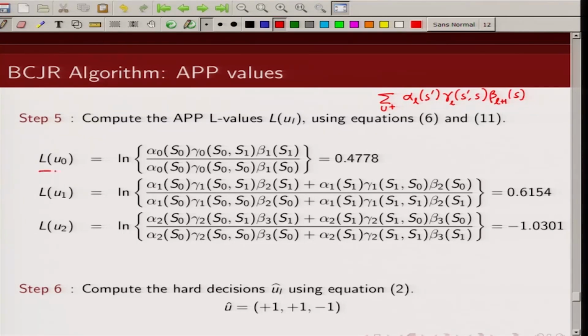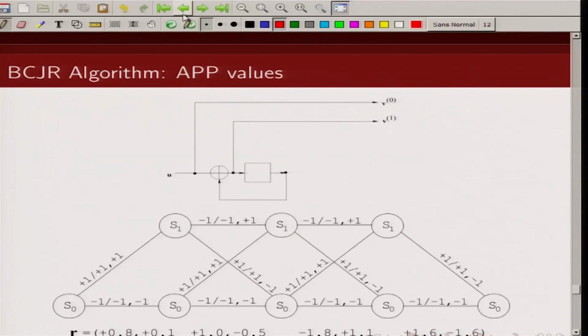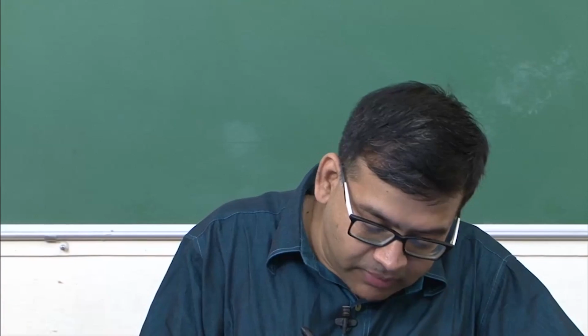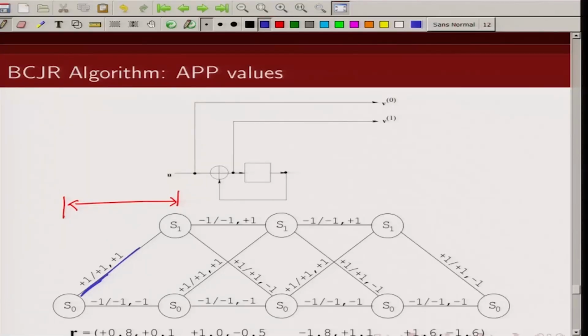Let us look at the first case, at time t equal to 0. So, u0 is the information sequence that we are trying to estimate for the first time instance. We are looking at this trellis section. Now, which are the transitions corresponding to UL being plus 1? I am denoting by blue the transitions corresponding to UL being plus 1, and I am denoting by green the transitions corresponding to UL being minus 1.